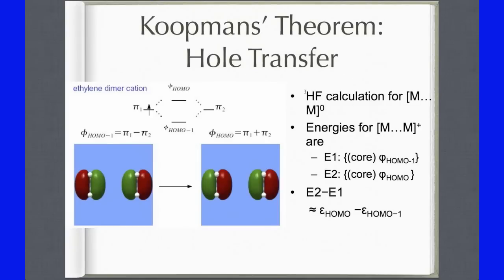So that means that you do a Hartree-Fock calculation, obtain the orbital energies, take the HOMO and HOMO-1, and if they turn out to be a symmetric and anti-symmetric pair, then you take half the energy gap of them. Okay? Very simple.